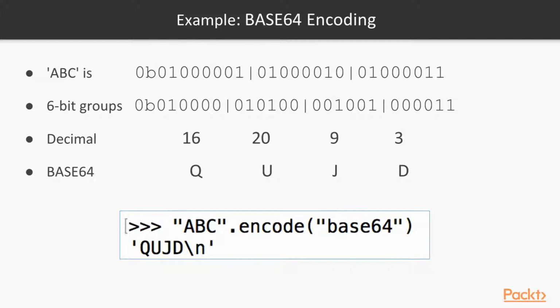Here's base 64 encoding as an example. ABC, when encoded with ASCII, turns into 24 bits of binary, interpreted as 3 8-bit bytes. But you can break it into 4 6-bit groups, which aren't exactly bytes. And now, the 3 letters ABC turn into the 4 letters QUJD. That's base 64 encoding, and it's very commonly used.